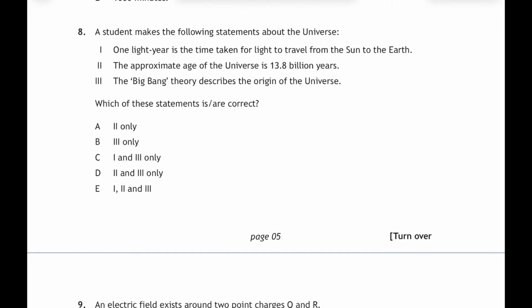Moving on, question 8. The student makes the following statements about the universe. Statement 1. 1 light year is the time taken for light to travel from the sun to the Earth. That's a lot of nonsense. A light year is the distance that light travels in a year. Statement 2, the approximate age of the universe is 13.8 billion years. That's correct. And statement 3, the Big Bang Theory describes the origin of the universe. That's correct as well. So 2 and 3 are correct. That's answer D.